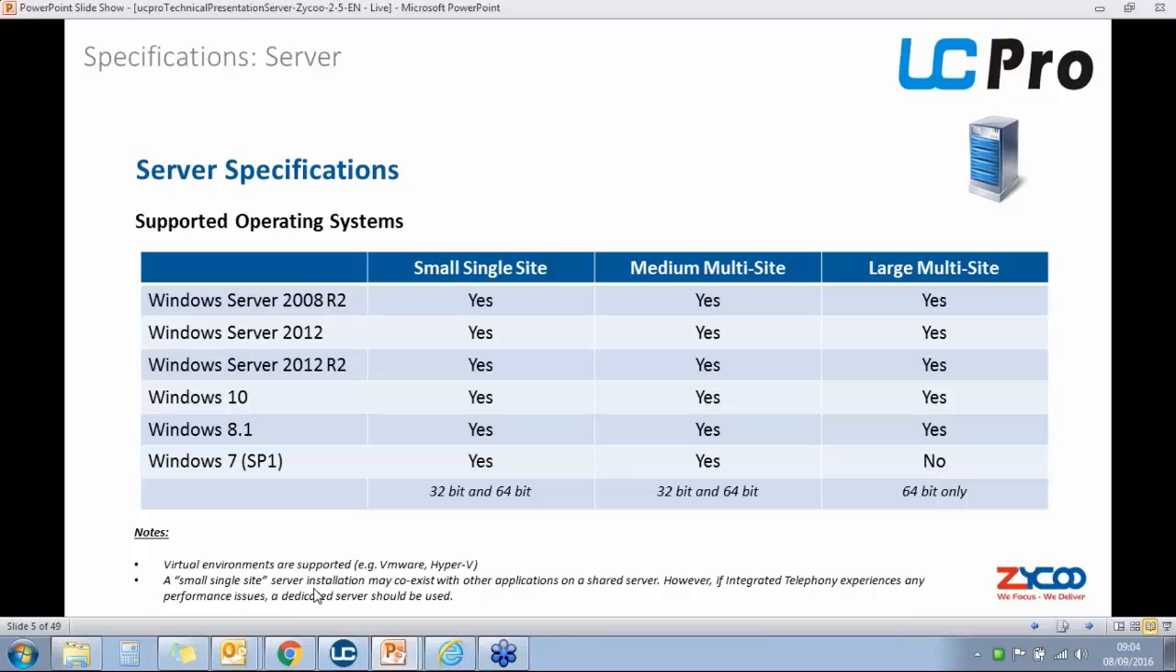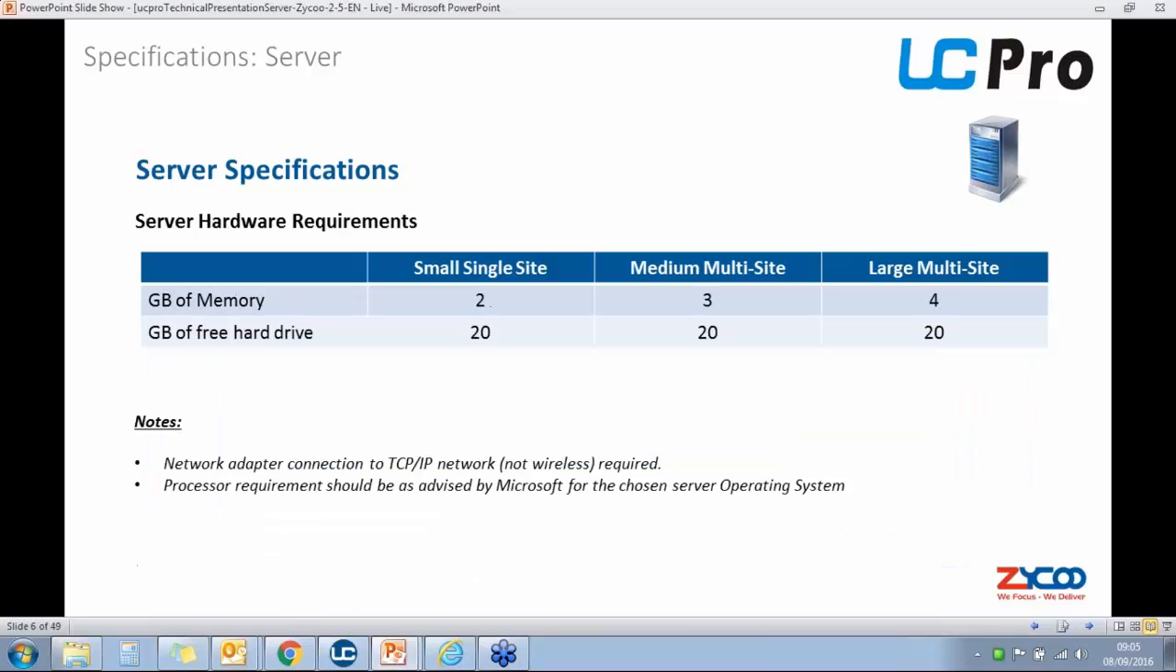A couple of things down below, you might not be able to read this text on my screen, but it's saying that virtual environments are supported, so it could be a VMware or Hyper-V type situation that's supported for the UC Pro server. If it's a single site, we mentioned this in the sales training, it can coexist with other applications, so you don't have to have a brand new empty server to install on. If you've got a fairly small customer, the UC Pro server will quite happily coexist with other applications on a server. Obviously, the ideal world is if you can give it a dedicated server, then fantastic. That's the best option in terms of performance.